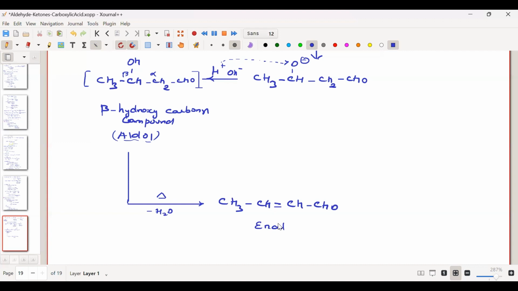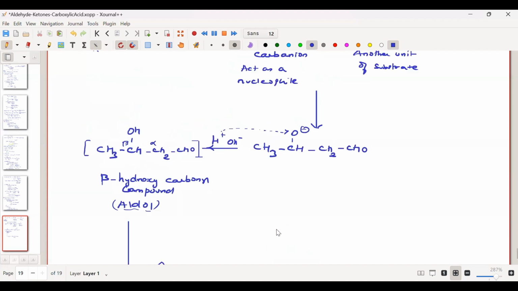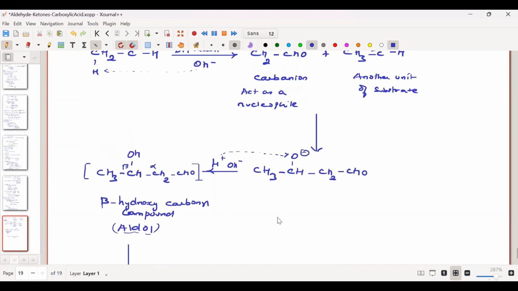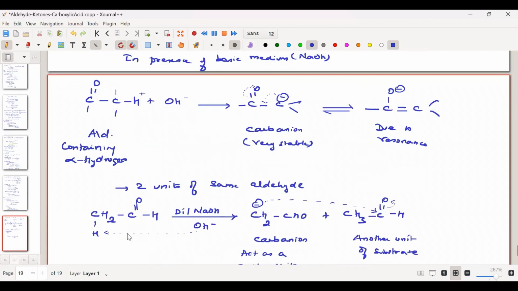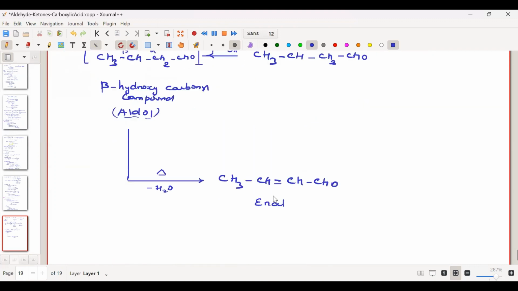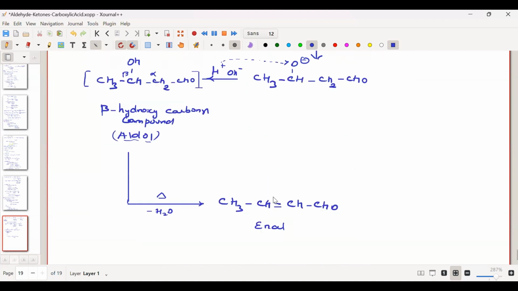Okay, so this is aldol condensation. It is a chemical reaction where you take two units of aldehyde, react this with NaOH, and you form an enal. Aldol condensation is what we are going to do. Clear? Yes. Who understood, who didn't? Anybody?